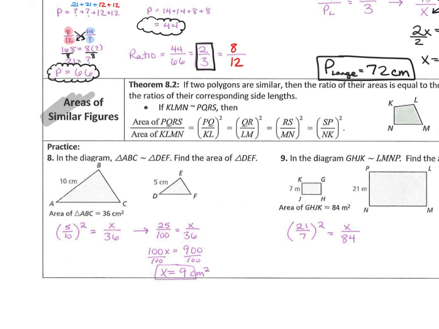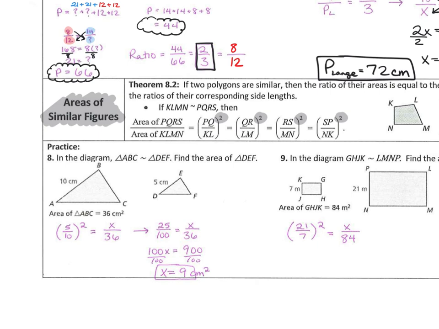Areas of similar figures are kind of the same, except since area is a two-dimensional measurement, length times height, we have to square all of these terms when we do the ratios. So instead of just using the regular numbers that you get out of the image, you're going to have to square those numbers, since it's area and it's in 2 dimensions. Length times width.